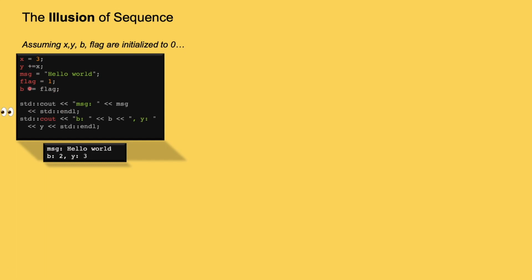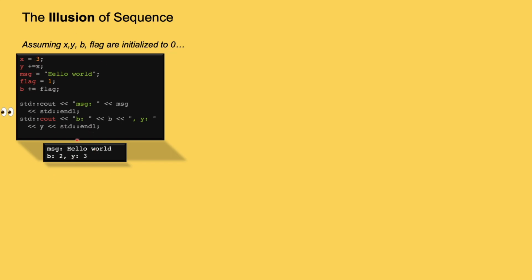So for example, all these values here, x, y, b, and flag are initialized to 0, and then we run this code. The output should be message is equal to hello world, and then the value of b is 1 plus value of flag, which is 2, and then the value of y is its initial value, which is 0, plus the value of 3, which is 3.